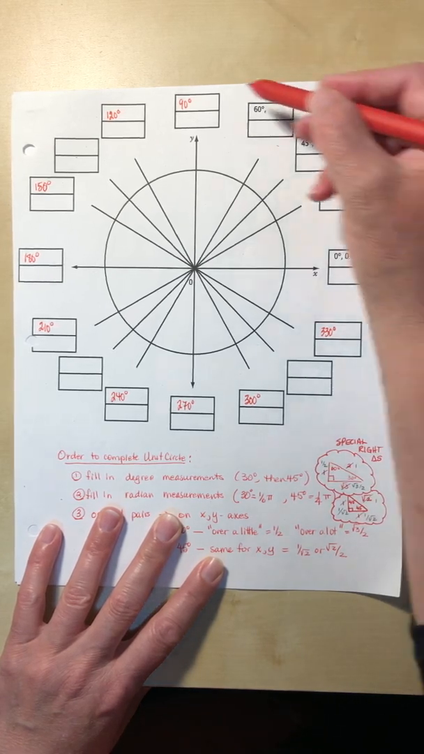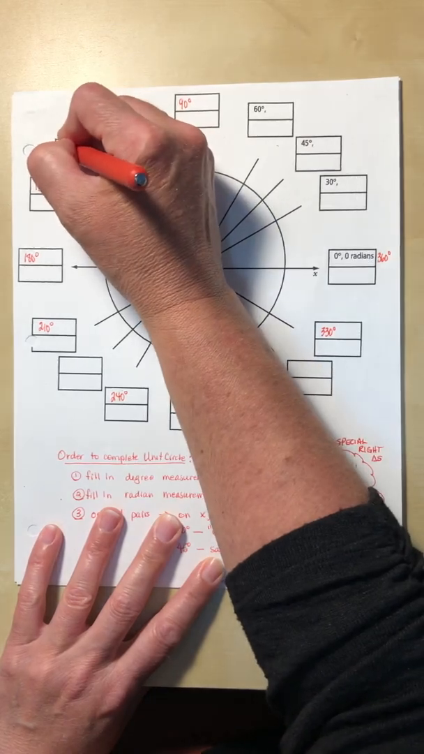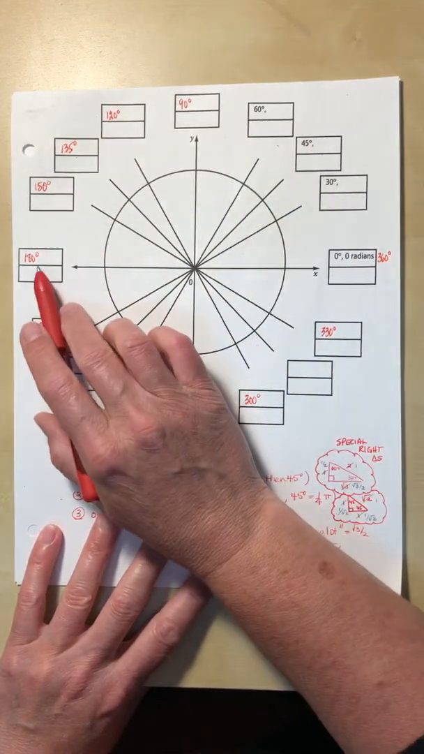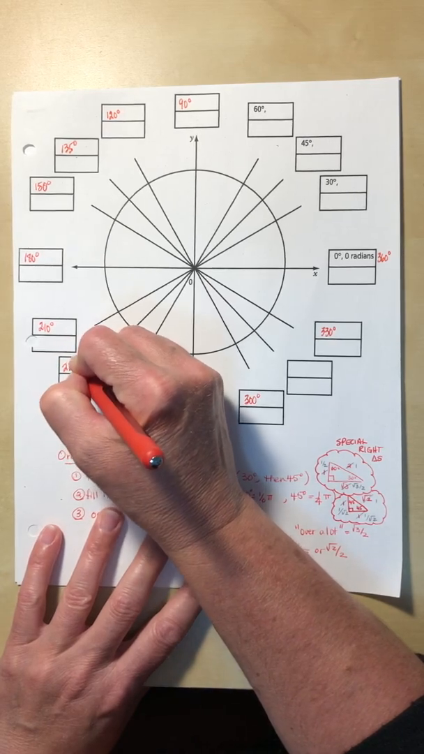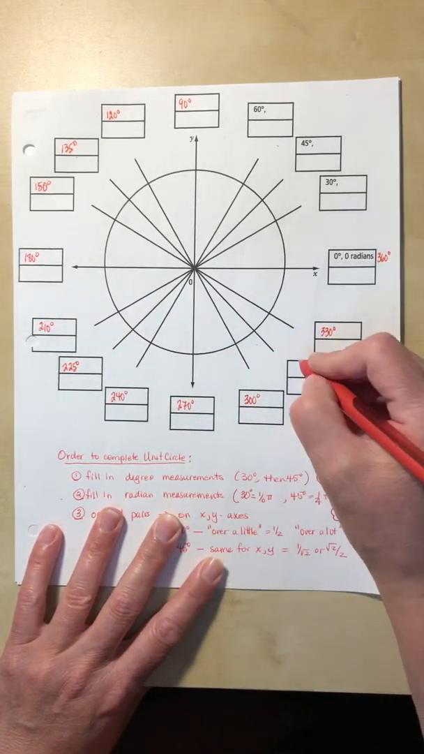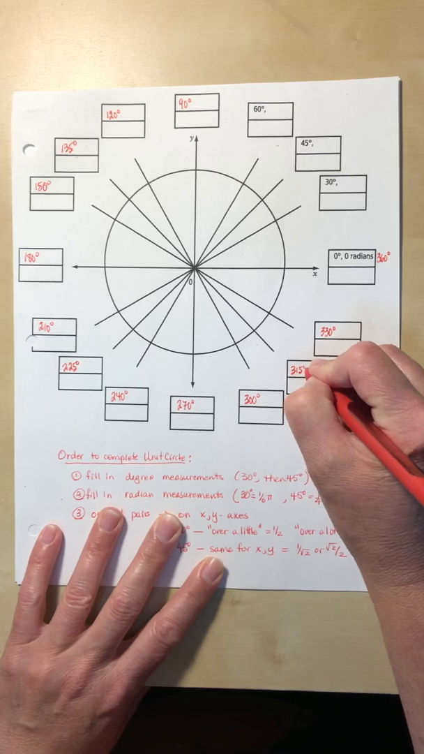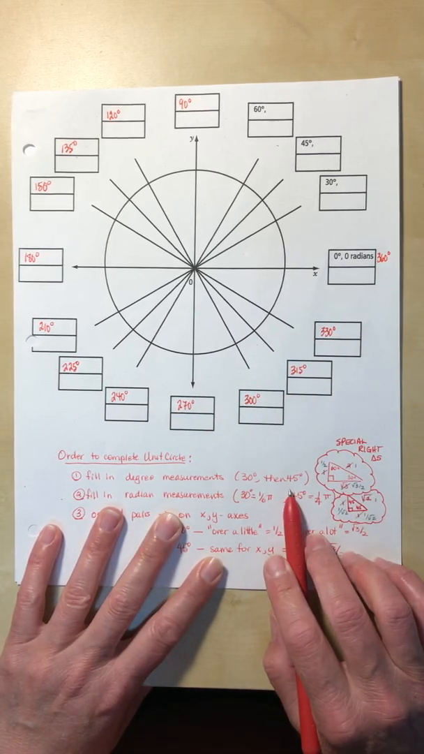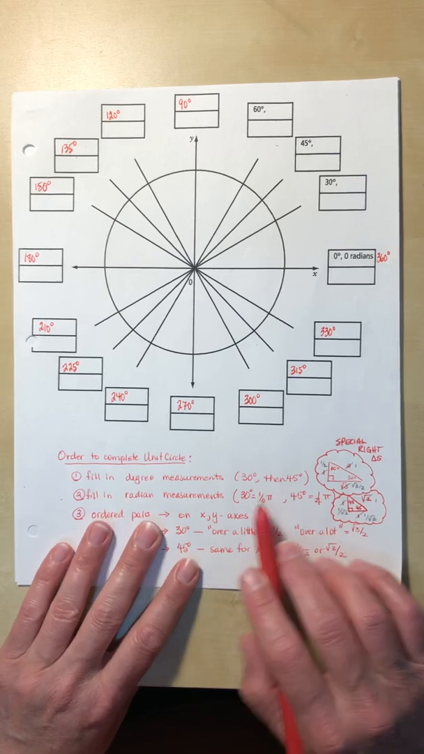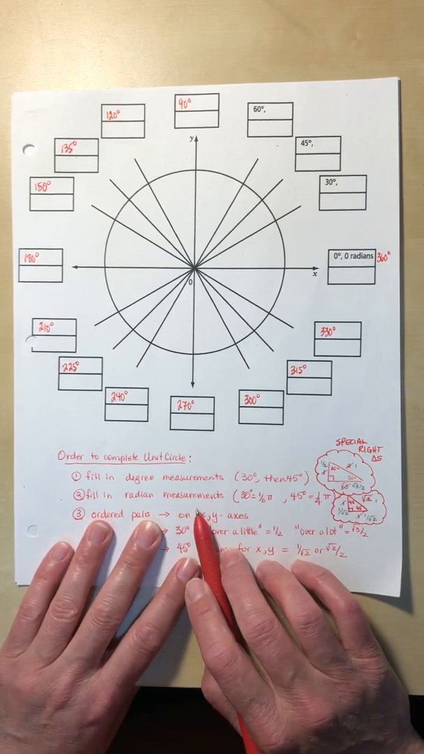The 45, 90, 135, 180, 225, 270, and 315. And then we're back to 360 when we count by our 45s. So I start with the 30s, the 45s. Then I'll go and fill in the radian measurements.